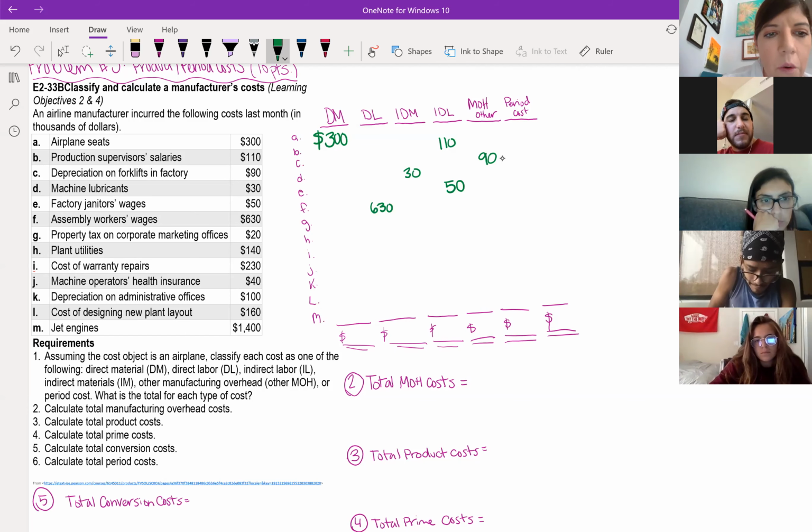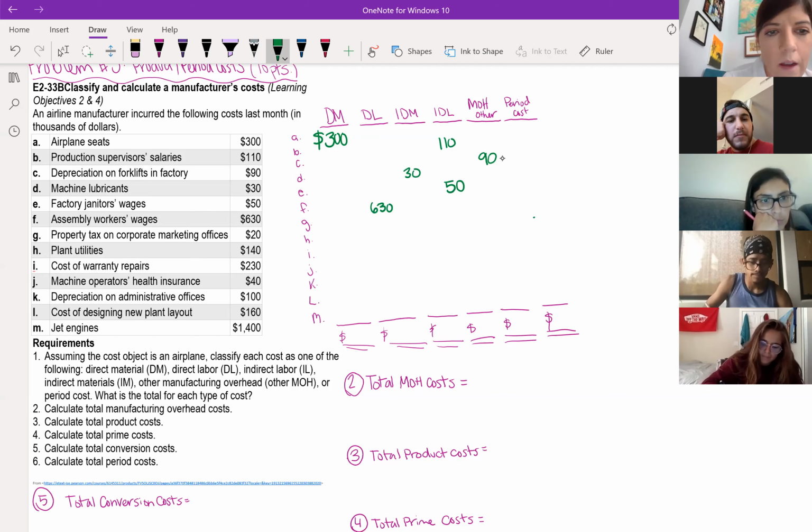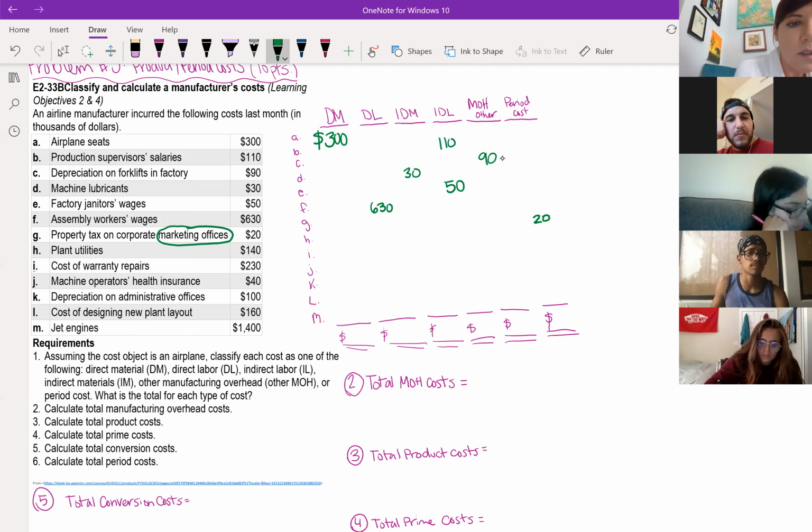Property taxes on corporate marketing offices, $20. Period cost. Exactly. And it all has to do with the fact that it's marketing offices. So it's a period cost. Plant utilities, MOH other, correct?